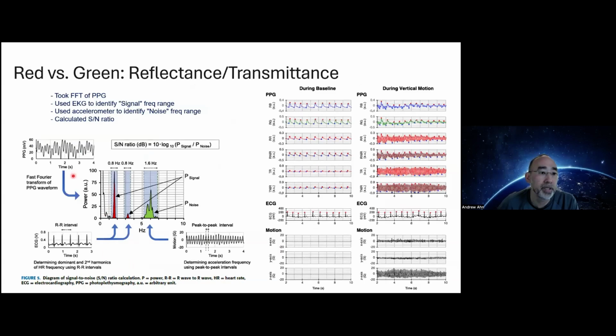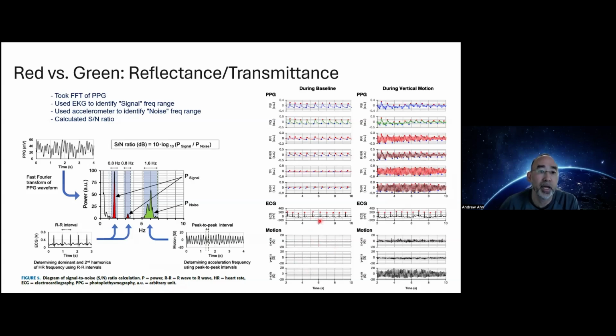And what they did was they took the Fourier transform of the PPG signal, of the EKG signal, and also from the accelerometer, and just tried to assess the signal-to-noise ratio. And you could see here the results that you get during baseline. So baseline means that there's absolutely no motion. And so you could see the accelerometer showing no acceleration here.